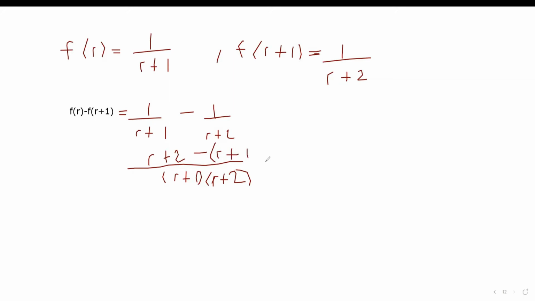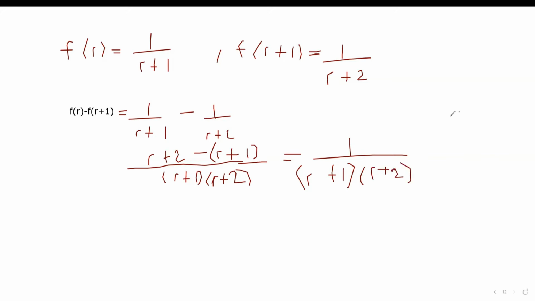Now r minus r is gone. 2 minus 1 leaves 1. So this works out to be 1/((r plus 1) times (r plus 2)). And that's it. That's f of r minus f of r plus 1: 1/((r plus 1)(r plus 2)). That's it. Literally, that's it.